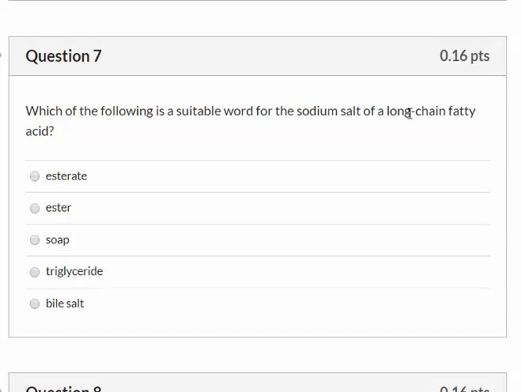The sodium salt of a long-chain fatty acid. Okay, so the fatty acid would have a carboxylic acid group, and that might be in its base form, which we'd call a carboxylate group, and it would have a negative charge. And then that would be paired with a positive sodium ion, and that might be recognizable to you as something that has charge, so it's water soluble.